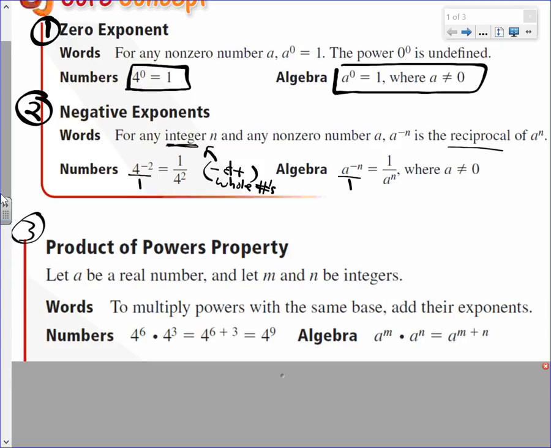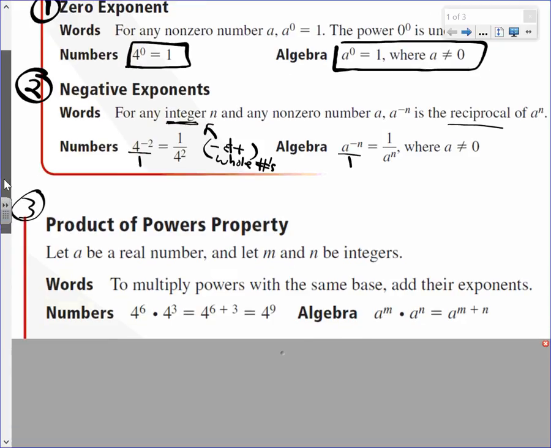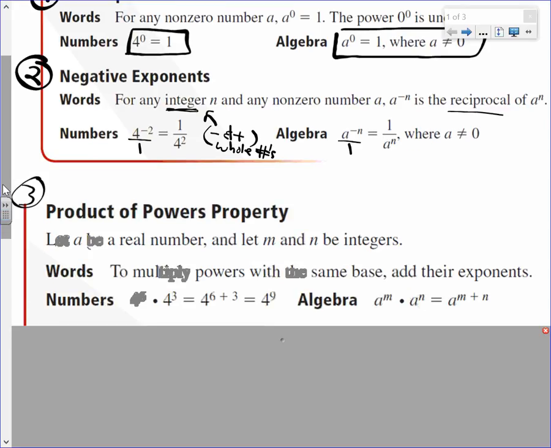Product of powers property. Let A be a real number. We're on the third rule. Let A be a real number and let M and N be integers. To multiply powers with the same base, add their exponents. Look at the numbers example, and then the algebra example.